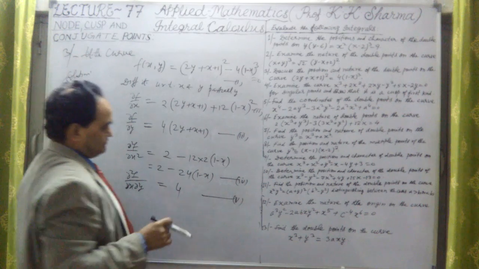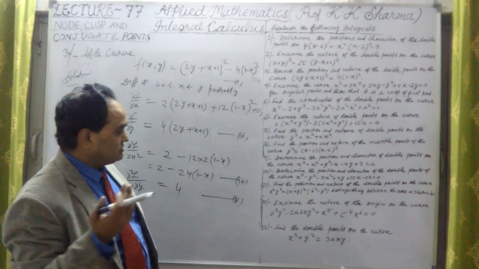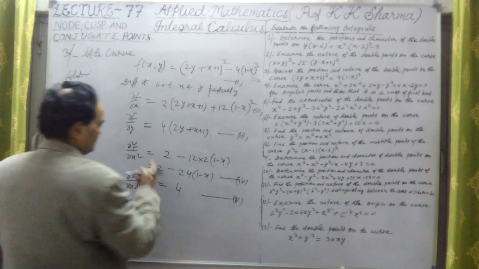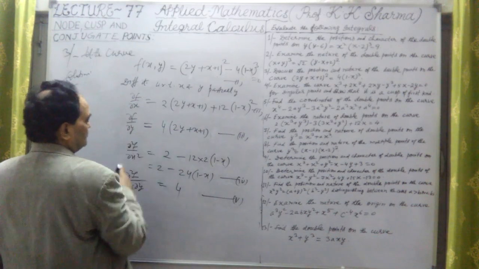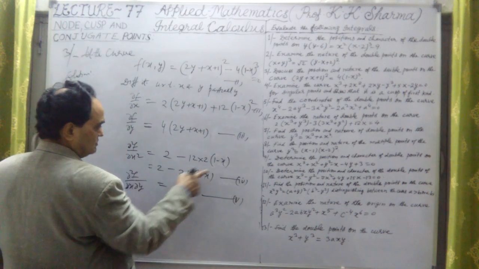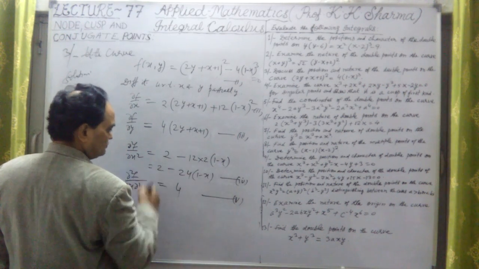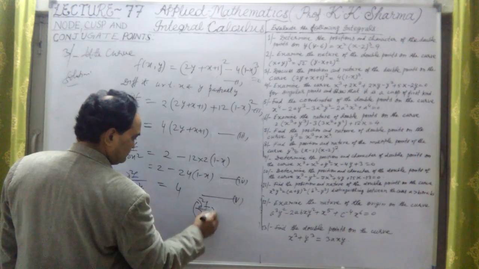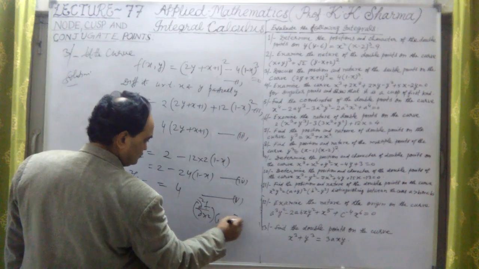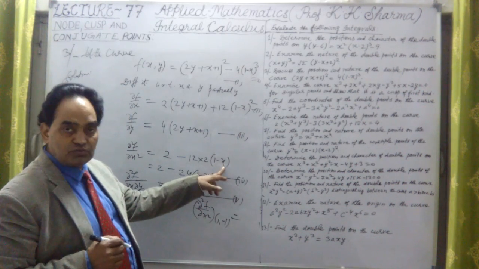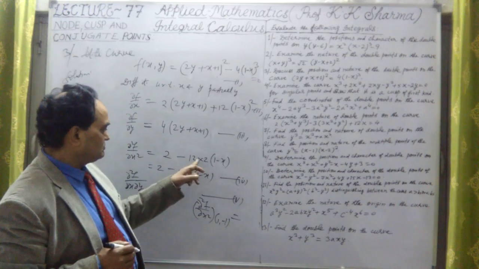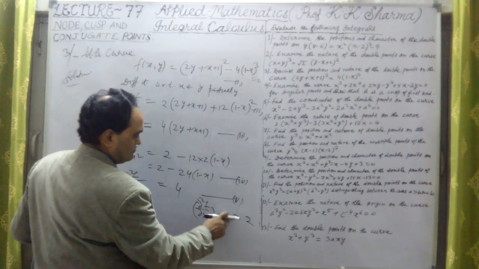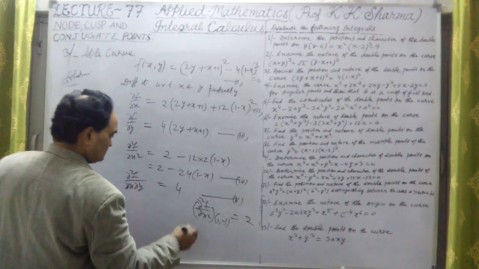Now at this point, is it a cusp, is it a node, or is it a conjugate point? Let me check that. For that, we have to find out the values of del square f del x square. Here it is 1 minus 1, 0, so del square f upon del x square at the point 1, minus 1 equal to, because here x is 1, 1 minus 1 is 0, this term is 0, so it is 2 only. Del square f upon del x square is 2.